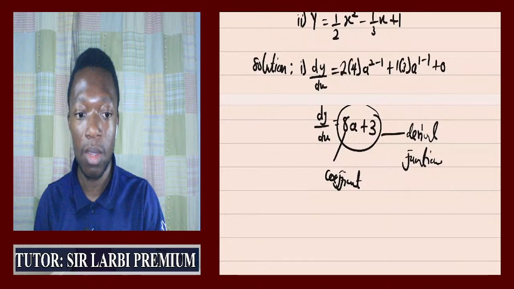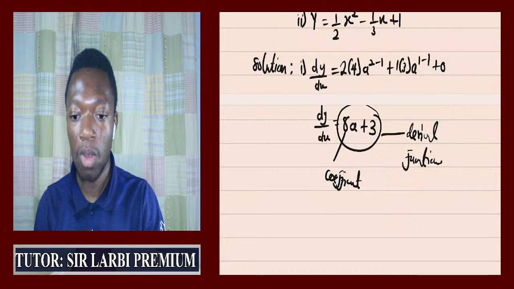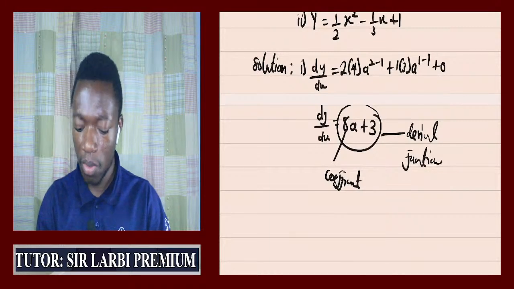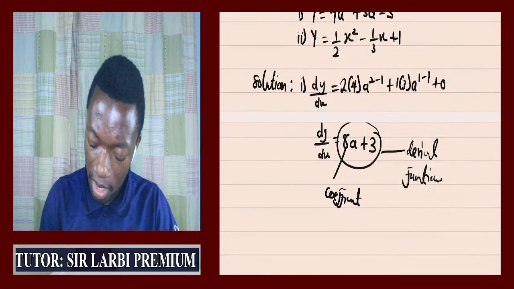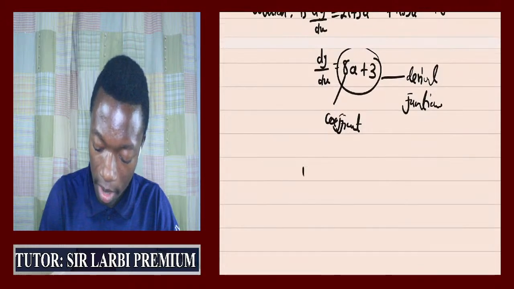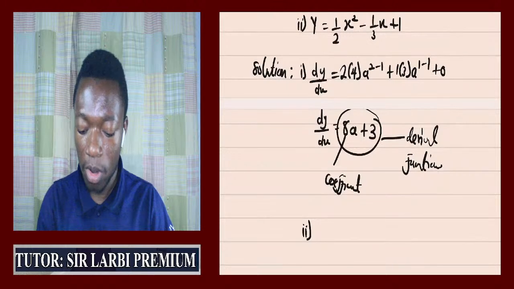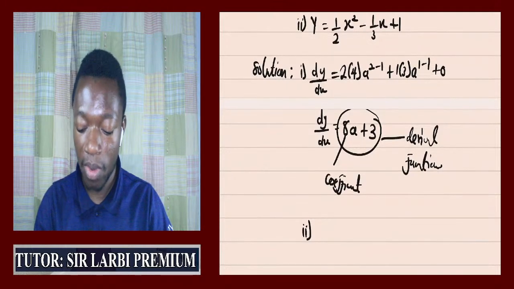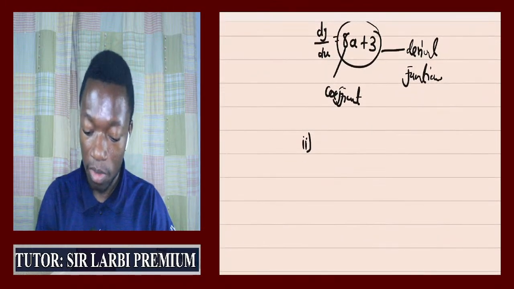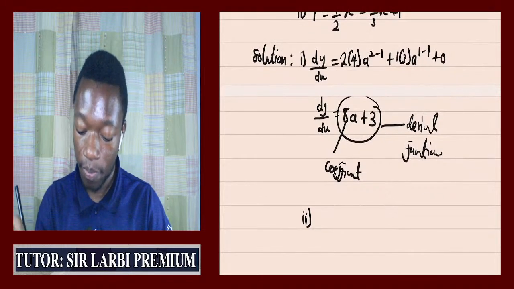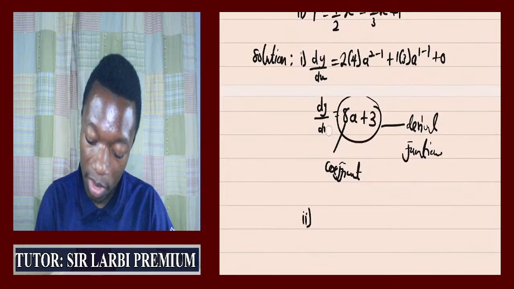All right. So that is the issue we are trying to present here. Then let's flow. We are given y to be equal to 1 over 2x squared minus 1 over 3x plus 1. Sorry, here we're differentiating with respect to a.